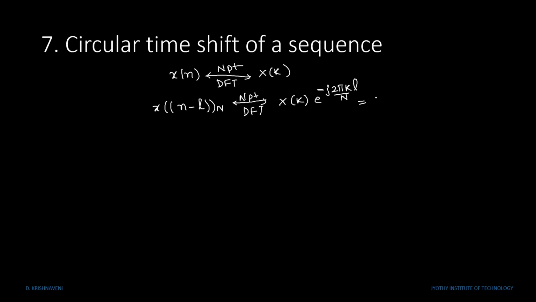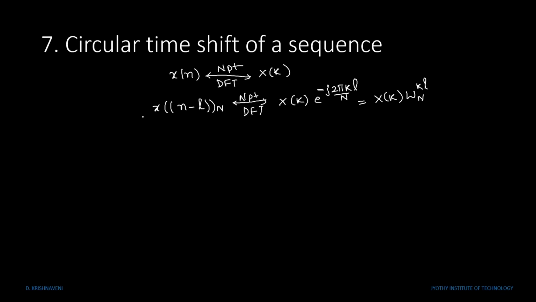And this we can even write in terms of twiddle factor as X of k into, now this e to the power of minus j 2 pi by N can be written as W N to the power of k l. So the N-point DFT of the circular time shifted sequence will be equivalent to the product of the original DFT and the exponential term, e to the power of minus j 2 pi k l by N, or the twiddle factor W N to the power of k l. So we have to now prove this.